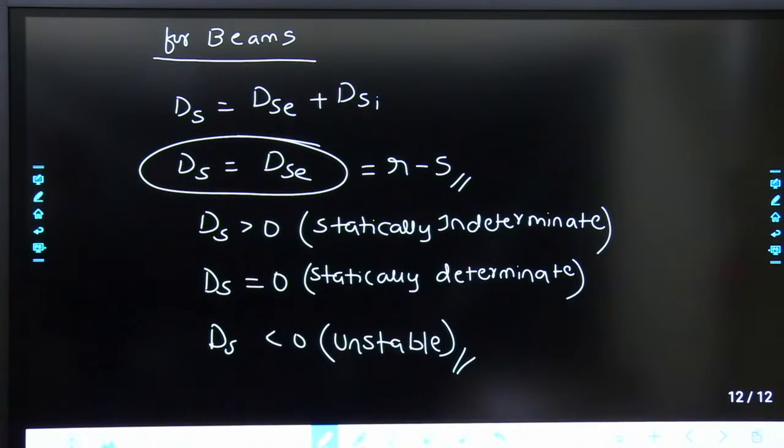In general, in many of the cases, all the problems, there is a very rare exception, might be only one case, that problem can also be solved, not an issue over there. But from the examination point of view, DSI is always 0. Internal indeterminacy is 0, because if we know the reactions, we can easily find out internal forces. All the internal forces can be found out.